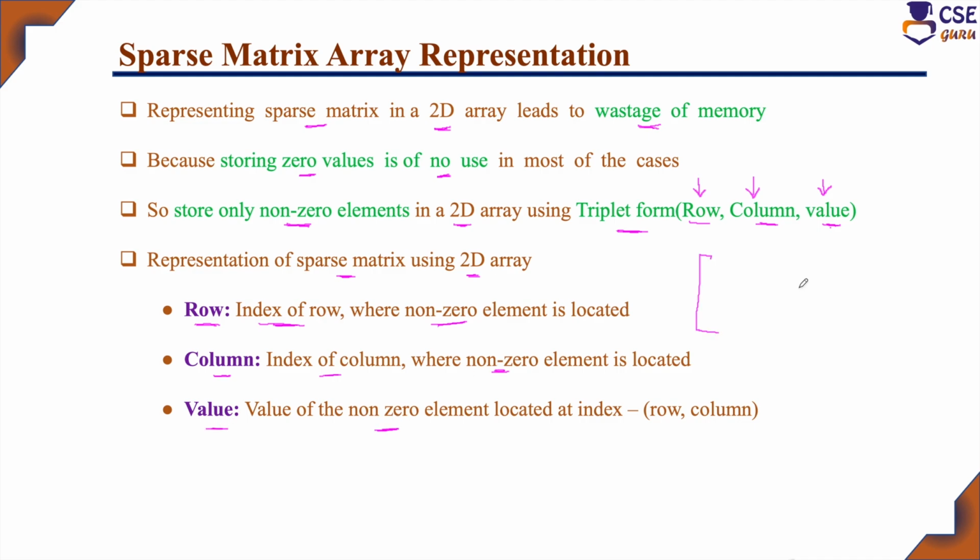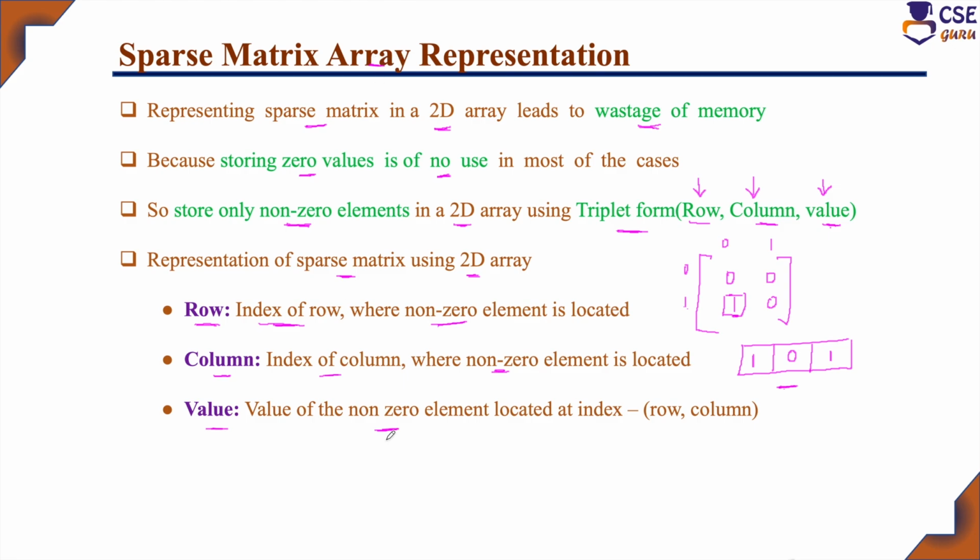For example, consider a 2 into 2 matrix where only one non-zero element is there, which is 1. How will we represent this in triplet form, that is, row index, column index and non-zero value? Here this is the 0th row, this is the first row, 0th column, first column. So the row index is 1, the column index is 0, and the non-zero value is 1. We have to represent it like this. This is called triplet form.